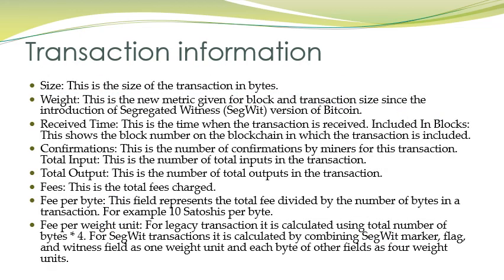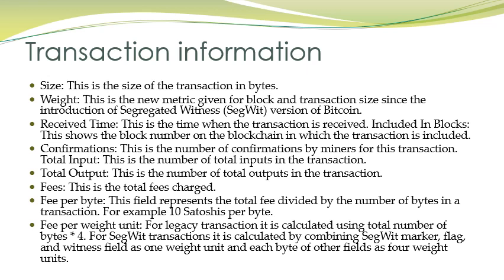So the transaction information is there in the previous screenshot. Size is the size of the transaction in bytes. Then weight is the new metric given for the block and transaction size. We will try to understand this in coming sessions. Then receive time is the time when the transaction is received and included in blocks. This shows the block number on the blockchain in which the transaction is included.